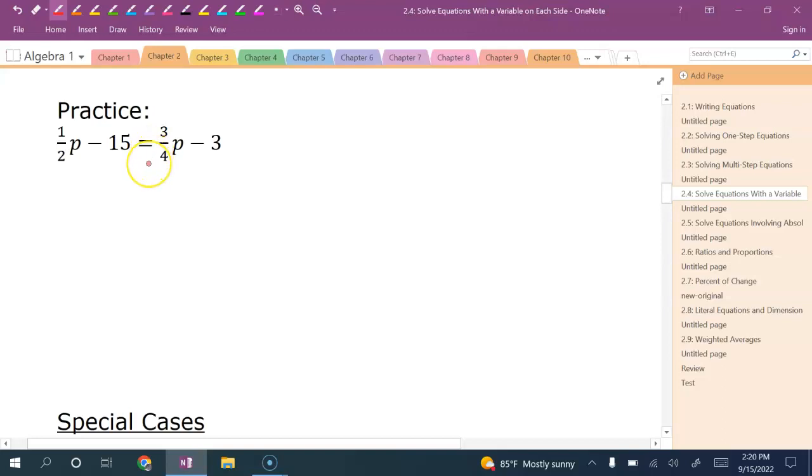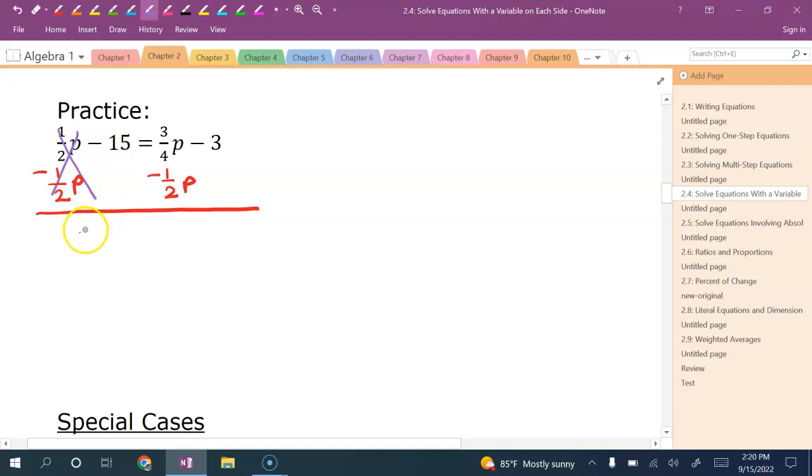So the first thing that I did for this one is I actually subtracted the 1/2 p from the 3/4. Now you don't have to go this way. You could have subtracted the 3/4 over if you wanted to instead. The only reason why I'm doing this is because it's going to help keep my p positive. So that's why I moved it over to the right side instead of moving it over to the left.